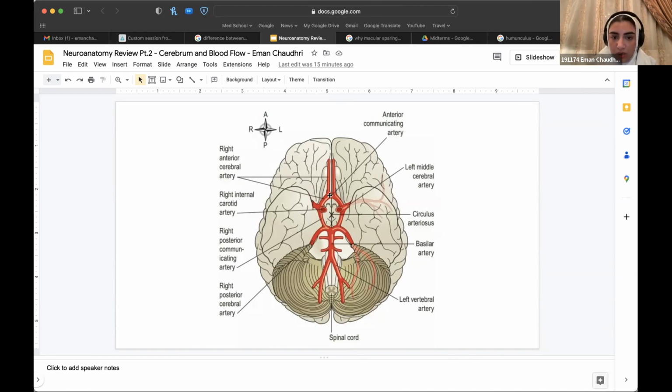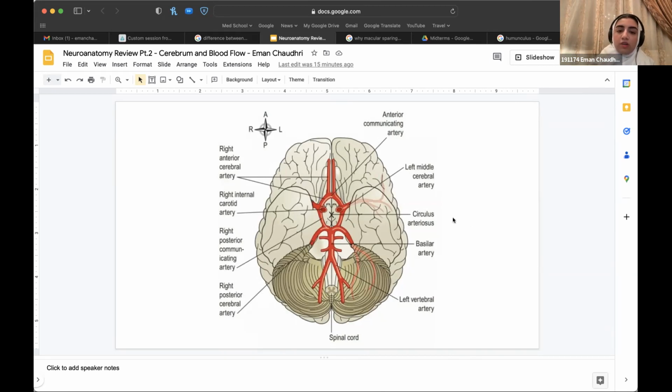Then here's the anterior communicating artery. This is your posterior communicating artery, your posterior cerebral arteries, your basilar artery, your vertebral arteries on the left and right, PICA, anterior inferior cerebellar artery, and pretty self-explanatory. Are you guys clear up until here?